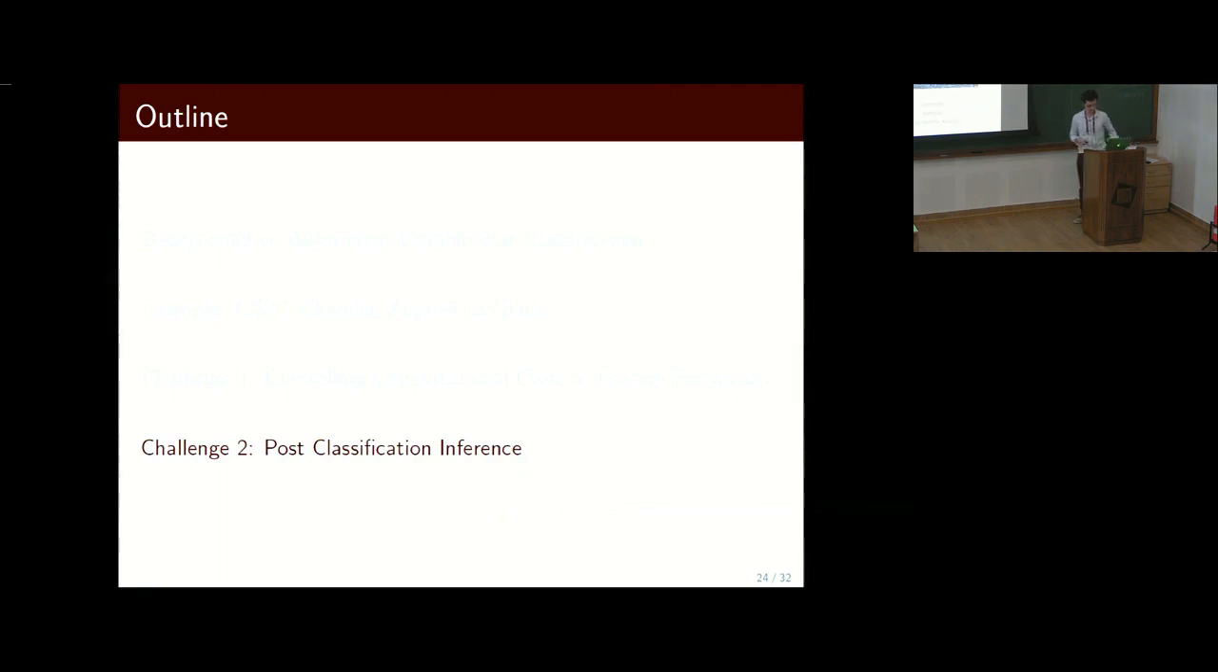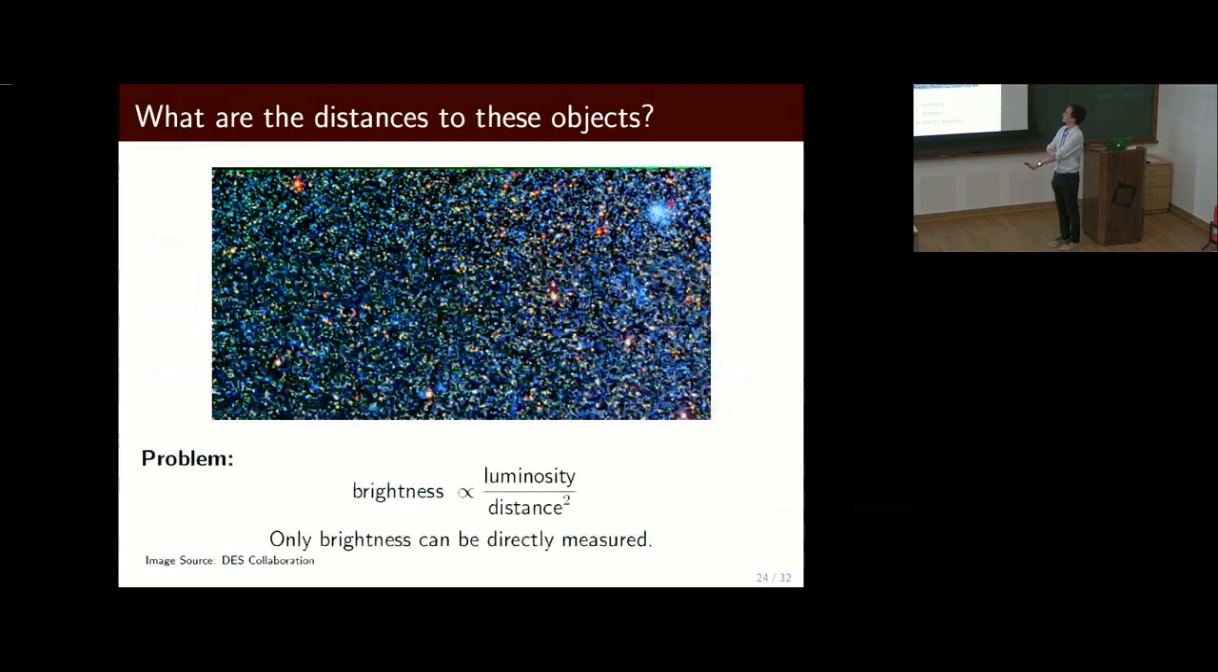Okay, I have 2 minutes left, so I'll go quickly through post-classification inference. I mentioned this a little bit yesterday. One of the big questions in astronomy is how far away objects are. If we want to have much understanding of the universe, we need to know where objects are. It's difficult to determine how far away objects are because the distance to an object is degenerate with its luminosity, and in general, we only measure a star's or an object's brightness. We don't know its luminosity, which means we don't know its distance.